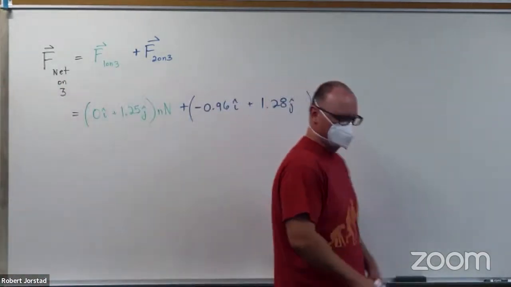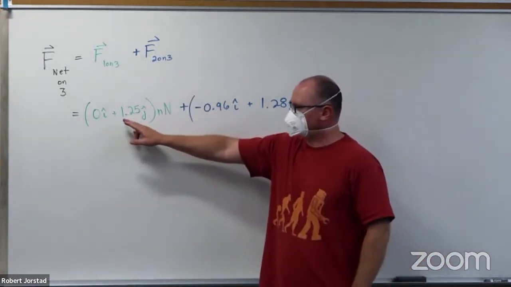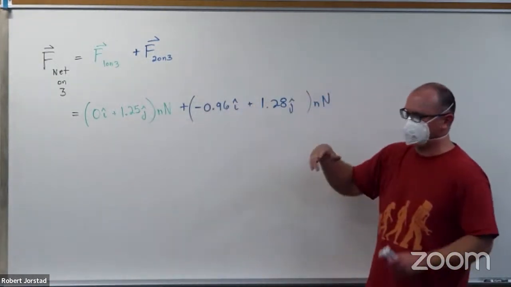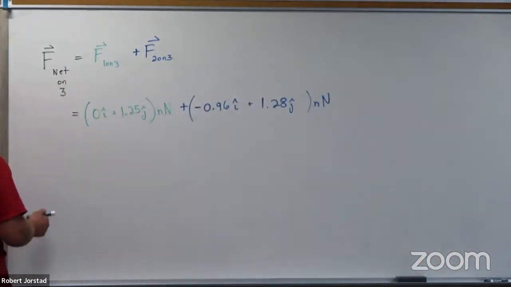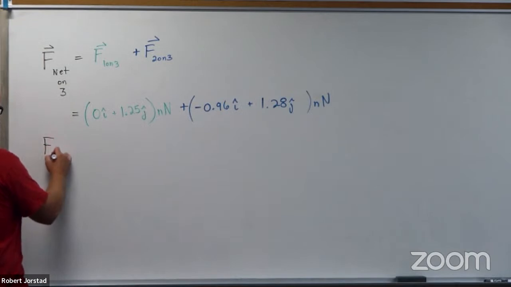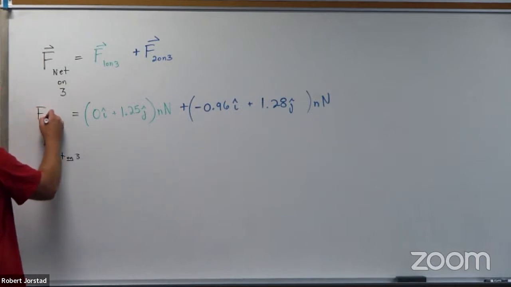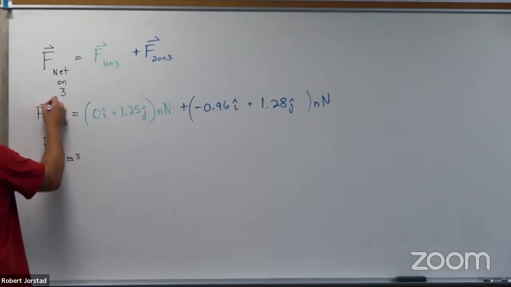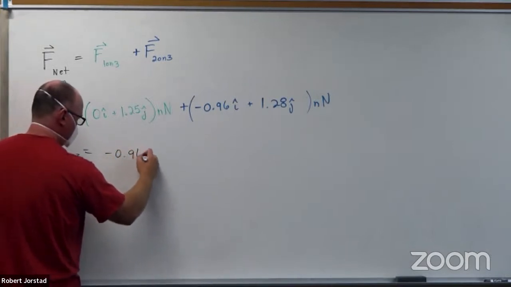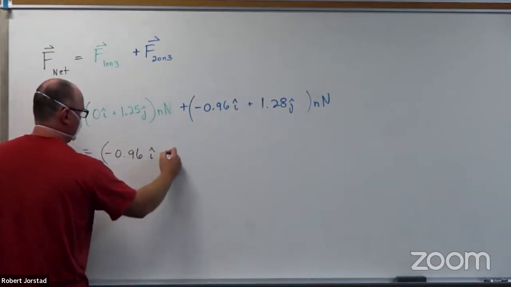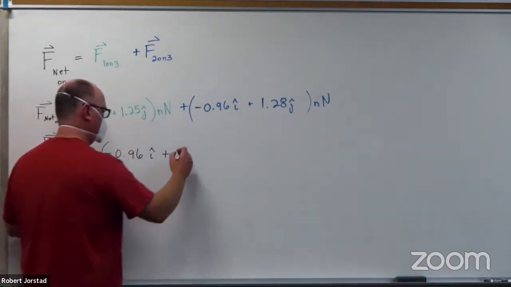I got nanonewtons for these, okay? So you get the force vector from number 1, the force vector, and now you got to add the i's with the i's, the j's with the j's. So out of all this, whoa. I'll keep it as a vector. We get negative 0.96 in the i hat. Plus, what is this? 253.